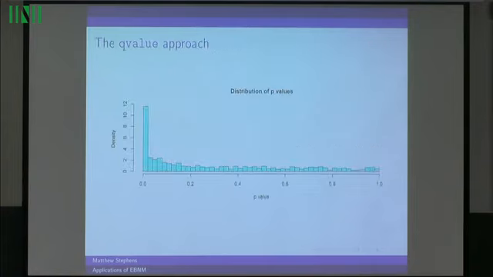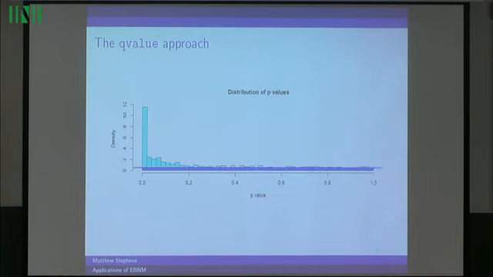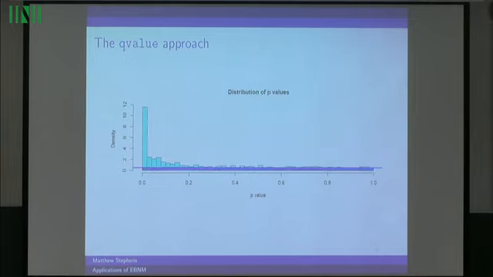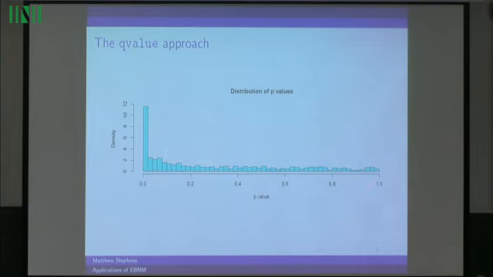So here's a distribution of p-values you might get from a genomics experiment. You can see these are pretty well-behaved p-values. There's lots of them that look kind of uniform, but then there's an excess of them down towards 0. Presumably these are the ones that we're interested in. And so the goal here of q-value is essentially to decompose this distribution of p-values into a null component and an alternative component.